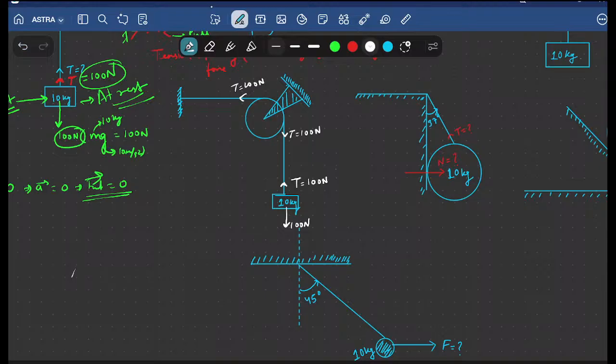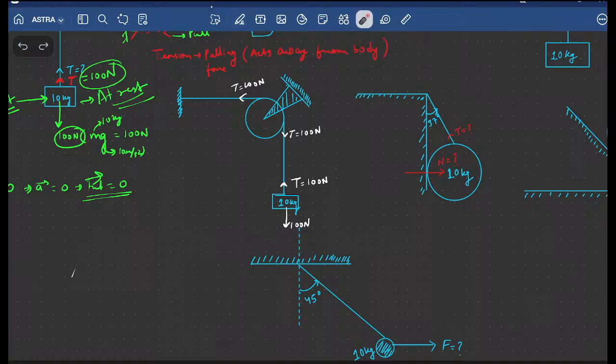Now understand, here also you can see there is a single thread which is passing over the pulley. Here the thread is passing over the pulley, like this, right? If you see carefully, this thread is going over the pulley and then it is going in the downward direction. Yes or no? And now it is connected to the 10 kg mass. Carefully you see that this 10 kg mass is connected to a thread. This thread goes over the pulley and after that it is connected to the wall, right?